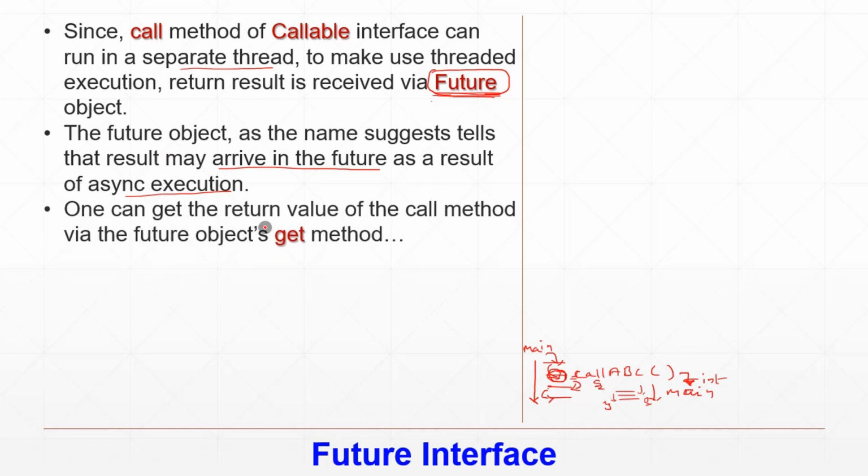One can get the return value of the call method. So that's the override, right? When you use the callable interface, you have to override the call method. The call method will get executed in a separate thread context. The call method will return a value, and one can get the return value of the call method via the future object's get method. Here we are talking about the future object, right? Using the get method of the future object, we can examine or retrieve the result.